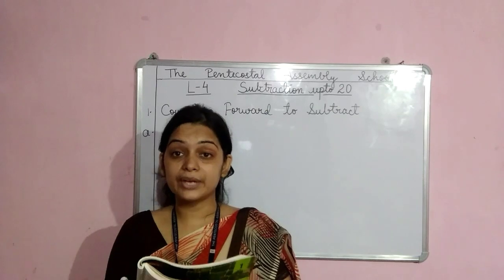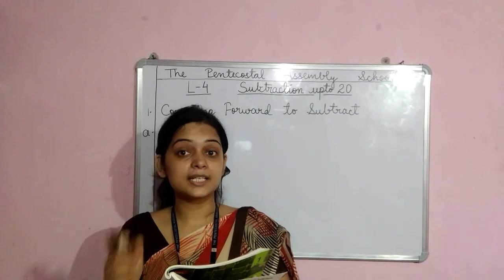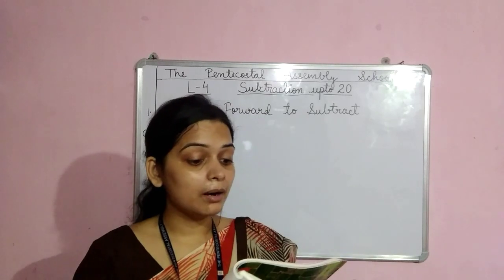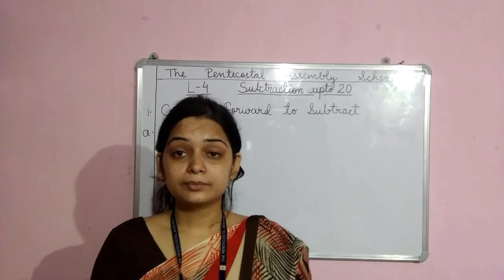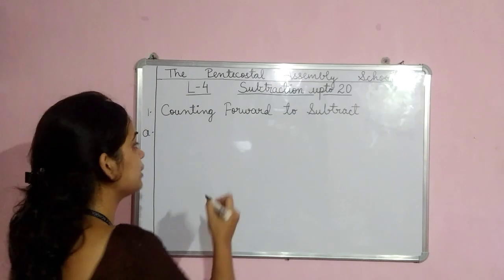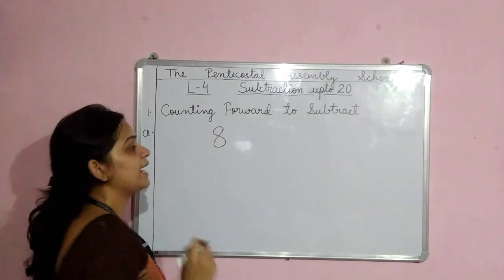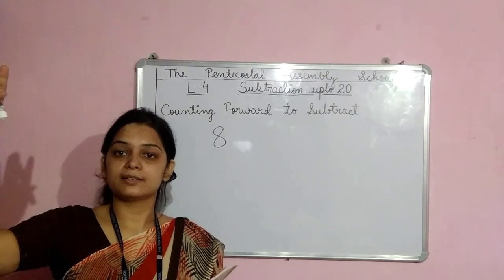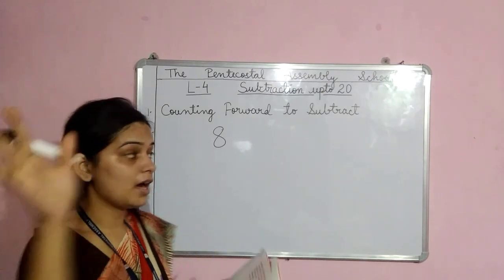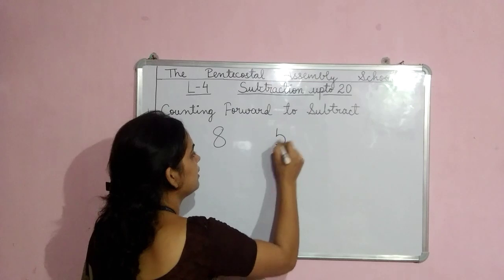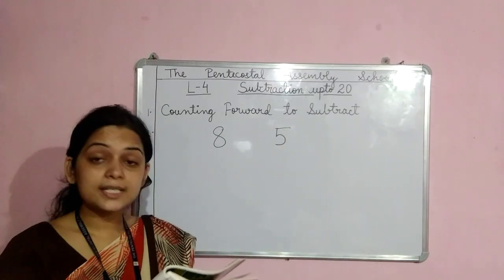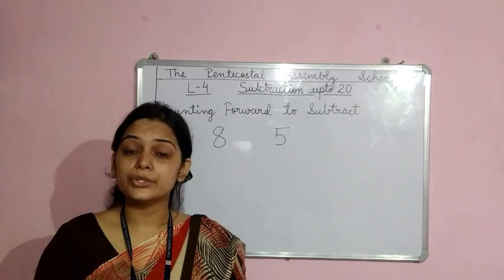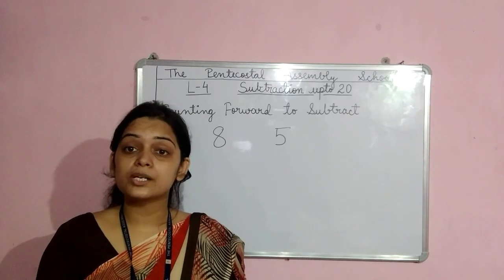So I'm going to read a story. You have to listen to it carefully. There are 8 birds on a branch. 5 fly away. Now, the question is asking how many birds are still on the branch?